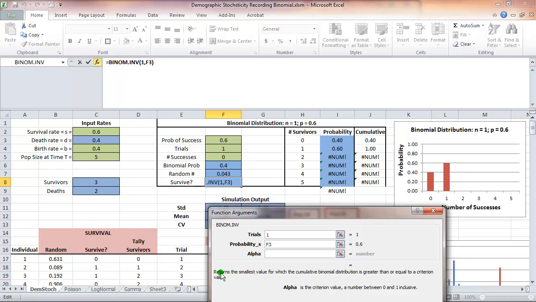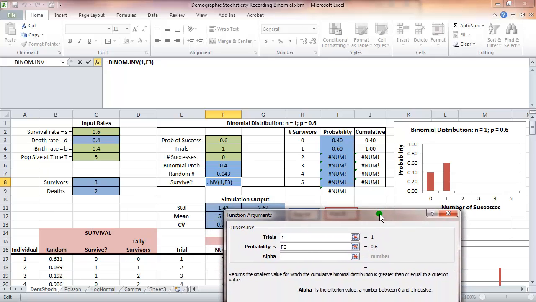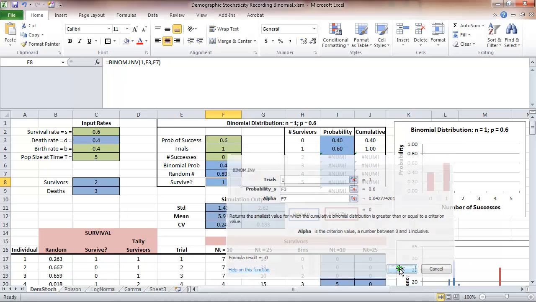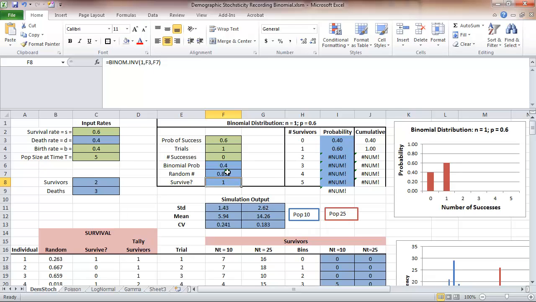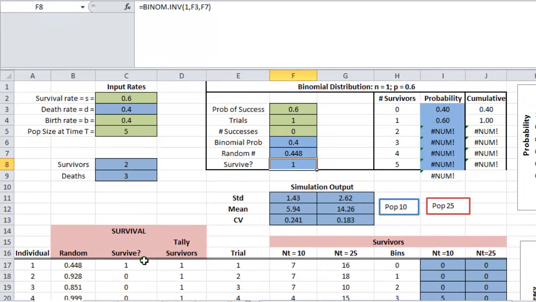And look at what this is saying. Returns the smallest value from the cumulative binomial distribution, from which the cumulative binomial distribution is greater than or equal to a criterion value. Our criterion value is the random number that we're giving it. So we'll reference cell F7 and then we'll press OK. So the same idea here. Let me just change this random number to match our first individual. And I'm going to press F9 until I get a result that makes some sense.